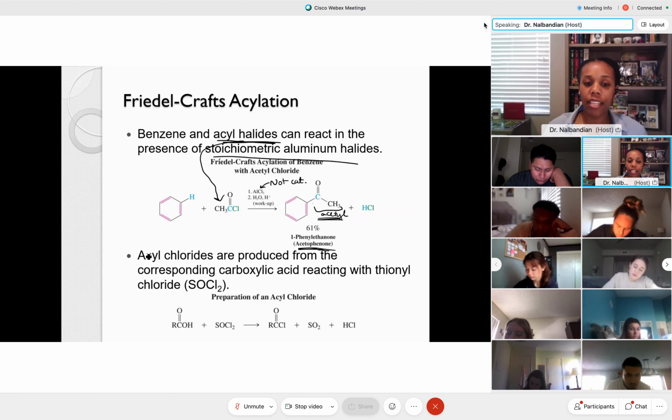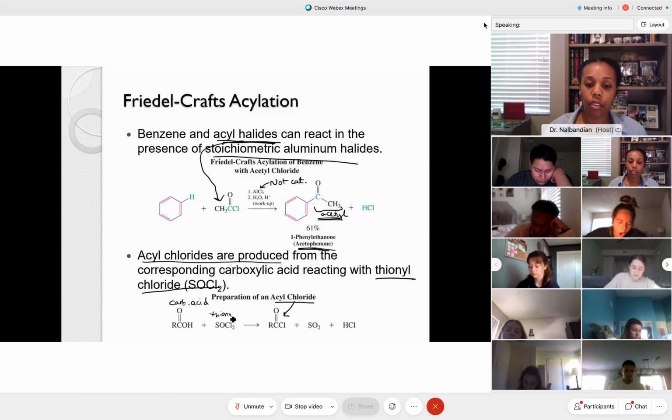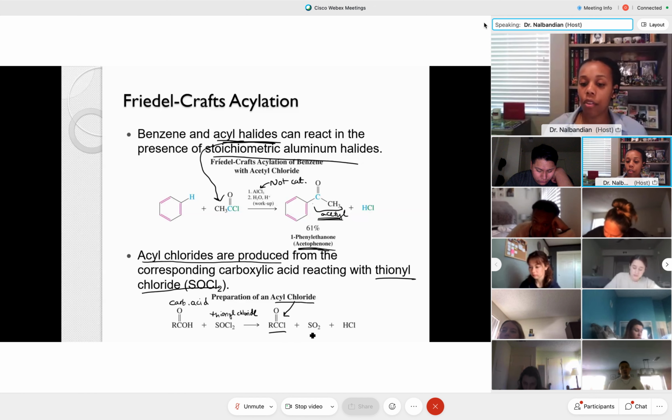With this, we have our acyl chlorides, but how do we make them? We start off with a carboxylic acid. Our carboxylic acid reacts with thionyl chloride, SOCl2, and then we make our acyl chloride along with sulfur dioxide and HCl. So this is the reaction to prepare the acyl chloride, so make sure you know this reaction because that would be used to make our starting material in the electrophilic aromatic substitution.